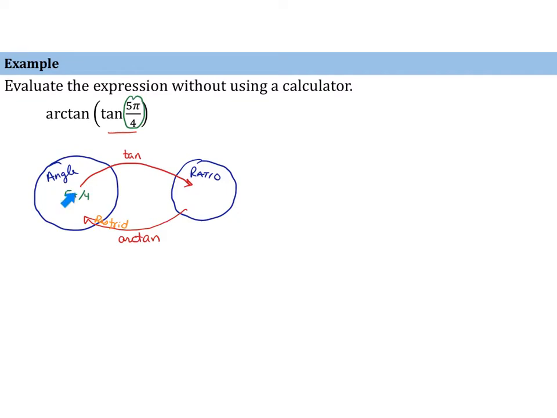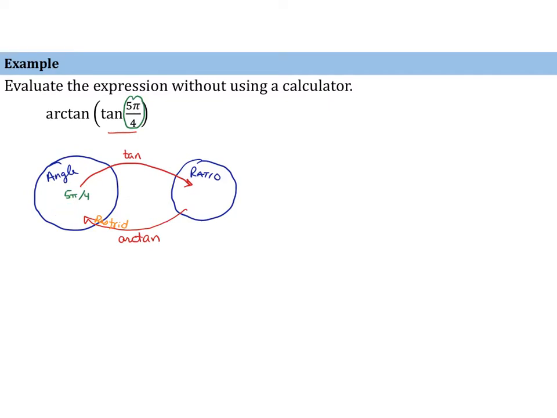So if we start there, and I take the tangent of 5 pi over 4, I'm going to end up at a ratio. We go back to our angle, but you'll notice that we pass through that restriction. So the output has to be in line with the range of the arctangent function, which is negative pi over 2 to pi over 2. 5 pi over 4 is not in that range. So 5 pi over 4 can't possibly be the answer.